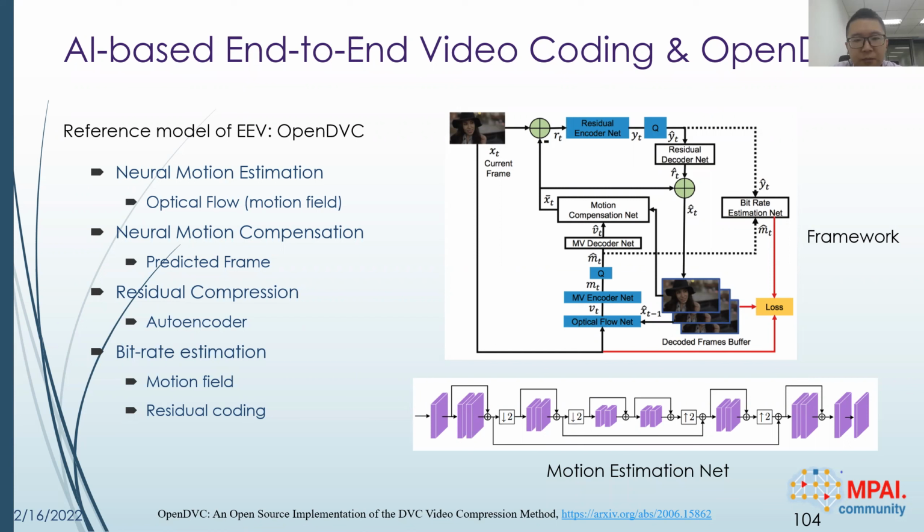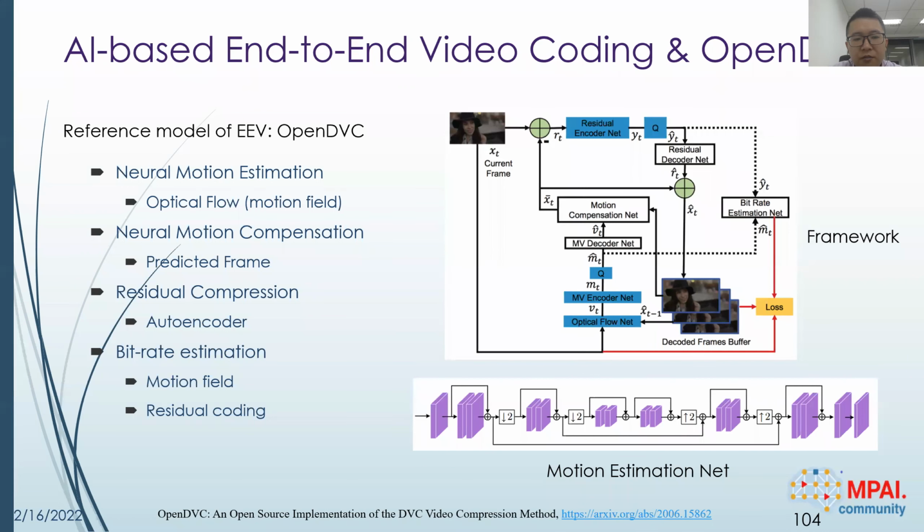So the key point of the optimization is how to estimate the bit rate that needs to be transmitted. Within the OpenDVC framework, there are two essential parts that need to be transmitted from encoder to decoder. The first one is the motion field. The motion field is generated from the motion characteristics from the reference frame to the uncompressed frame. So it needs to be transmitted to guarantee the decoder generates exactly the same as the encoder.